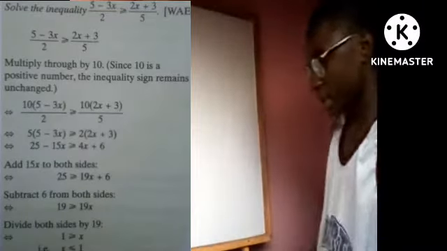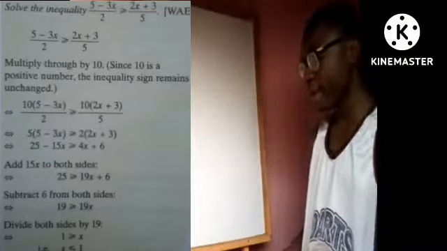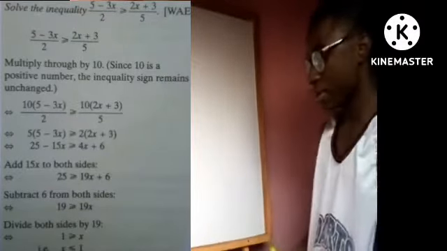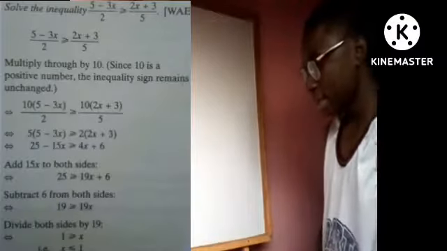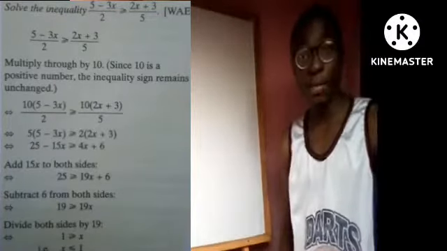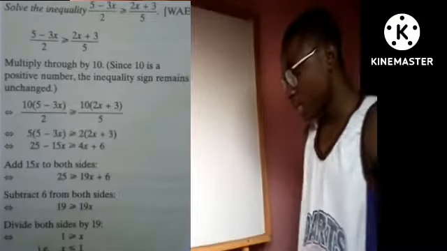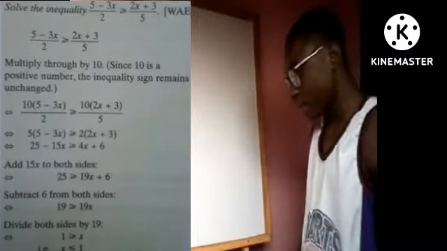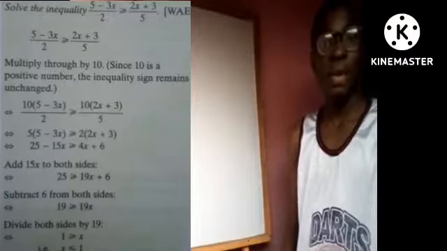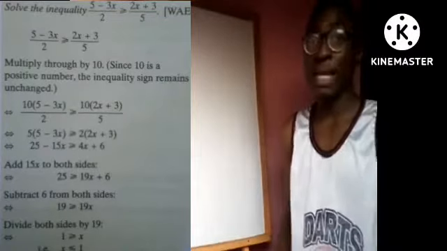For example 8, we are given to solve the inequality (5 minus 3x) over 2 is greater than or equal to (2x plus 3) over 5. In this case we have an inequality. The first thing to do is to multiply by a number that is going to eliminate the fraction, so we are multiplying both sides by 10. Since 10 is a positive number, the inequality sign remains unchanged. The only time you reverse the inequality sign is when you multiply by a negative number.